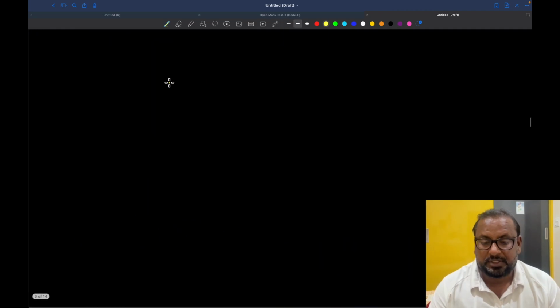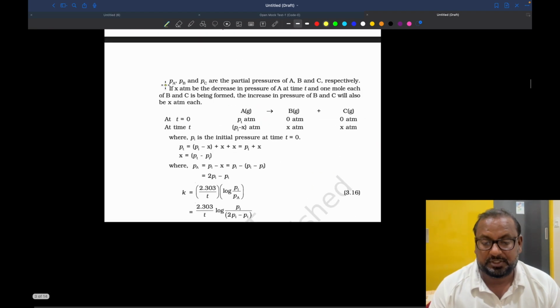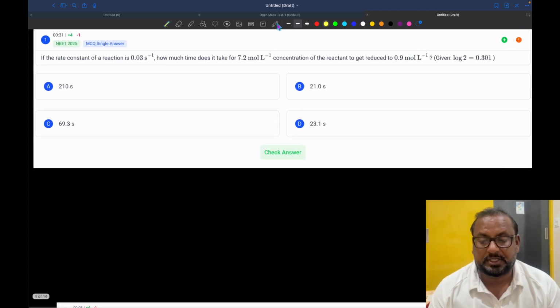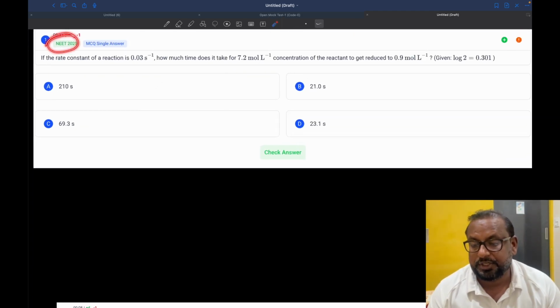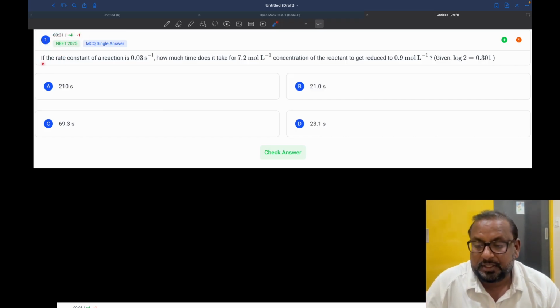Now we'll take a few NEET questions, to see how exactly the questions are asked here. This is the question asked in NEET 2025, a direct question. The rate constant for a reaction is 0.03 per second.